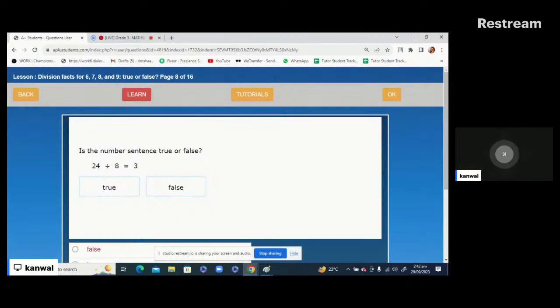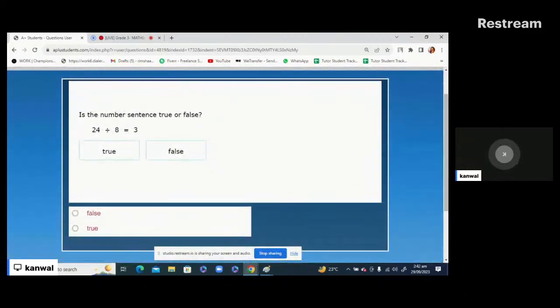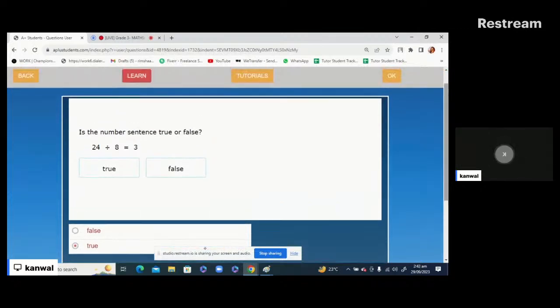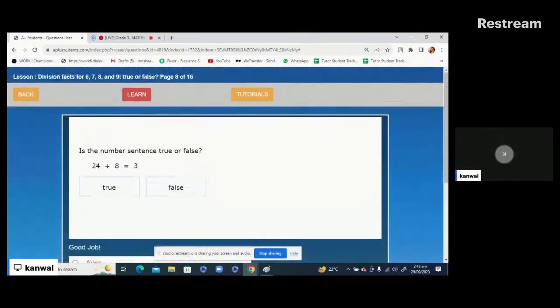Okay, then 24 divided by 8 equals 3. Is that a right statement? When you divide 24 by 8, that is 3. So it means that 8 times 3 is 24. Yes, this is a true statement. So here we just click on true, and that's it.